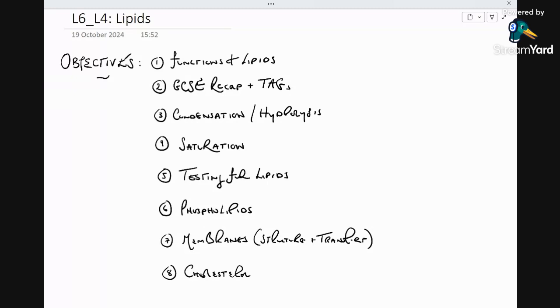And obviously the reverse of that is hydrolysis, which we've come across twice now. We're going to look at how different lipids can be saturated, what we mean by saturated, what we mean by unsaturated. We're going to look at the biochemical test for lipids, the structures of phospholipids and membranes, and then a quick point about cholesterol, which is another type of lipid, later.